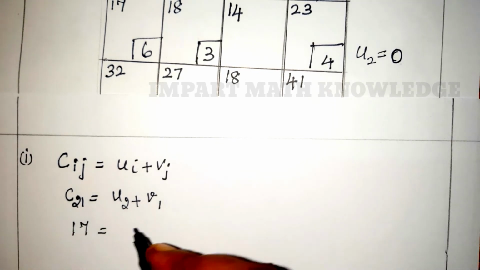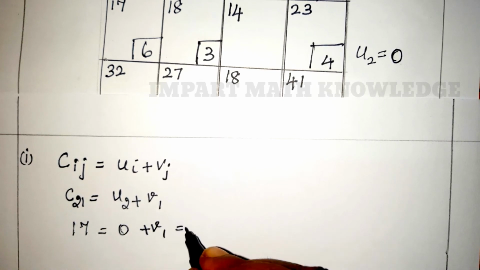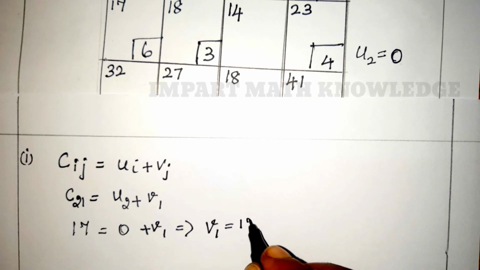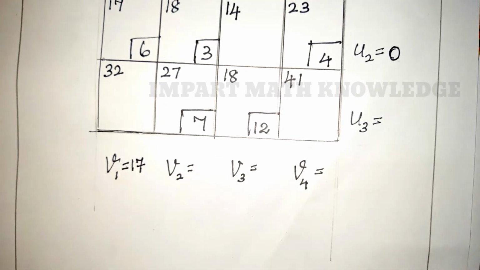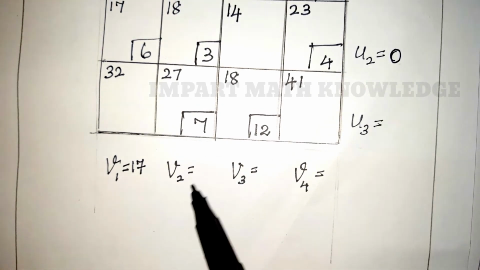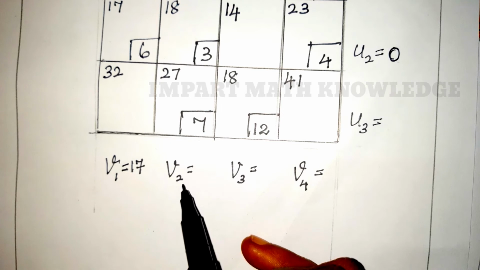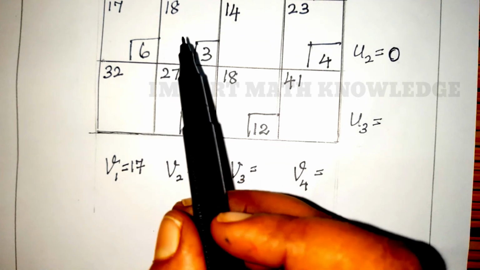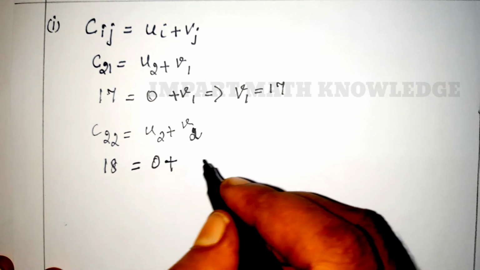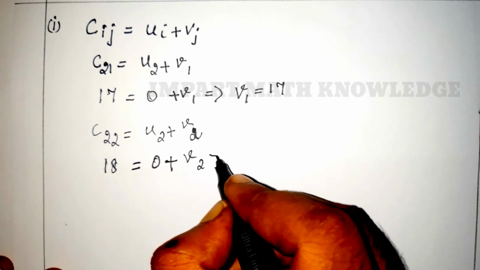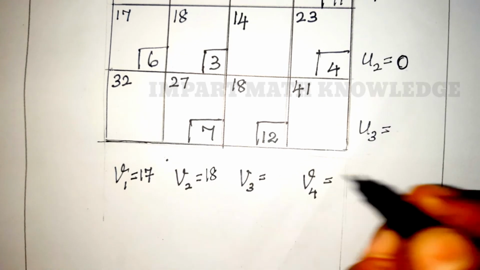17 is equal to U2 value, which is 0, plus 1. This implies that V1 is equal to 17. So you put V1 is equal to 17 here. Similarly, you can find the V2 value. U2 is equal to 0. This is an allocated cell, so we can find V2. The cell number is C22. C22 is equal to U2 plus V2. C22 is 18. U2 is 0 plus V2. This implies that V2 is equal to 18. So I write it here. V2 is equal to 18.